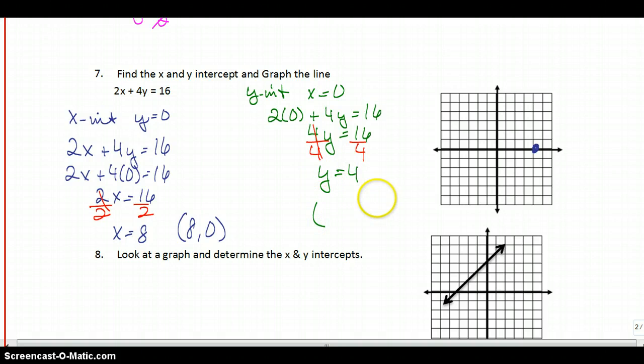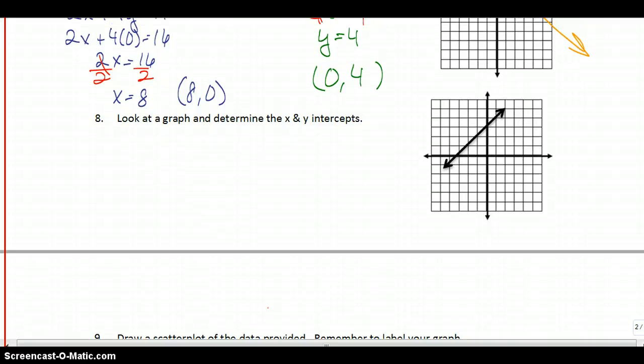What are my coordinates for this one? Oh, x is 0. y is 4. 1, 2, 4. Go ahead and keep my scale. Sketch my points and I'm done.